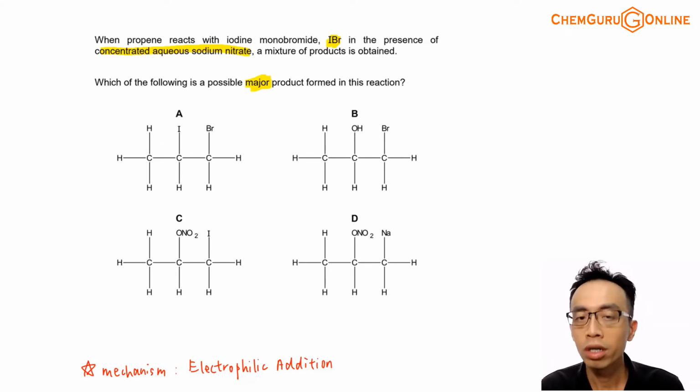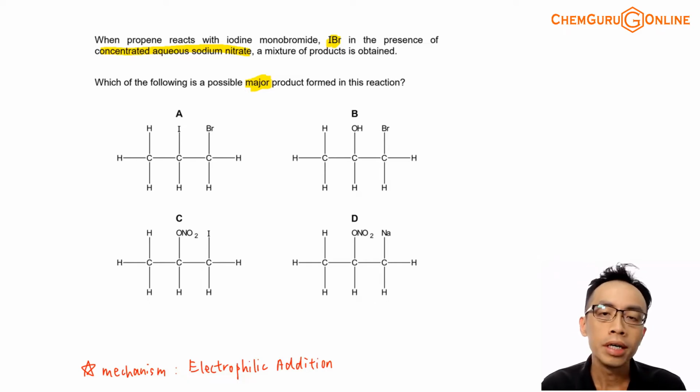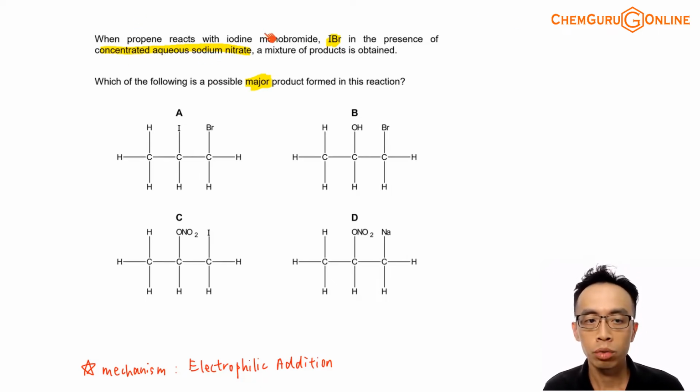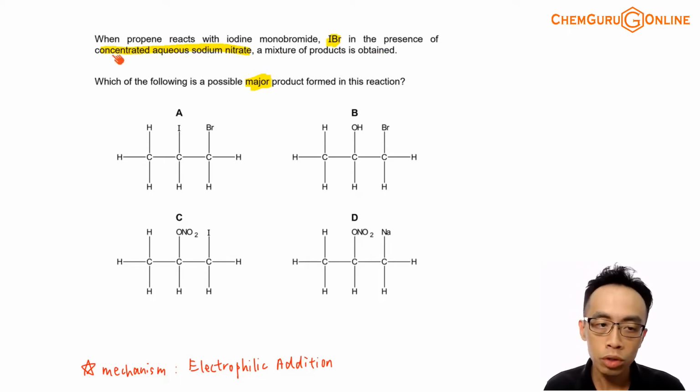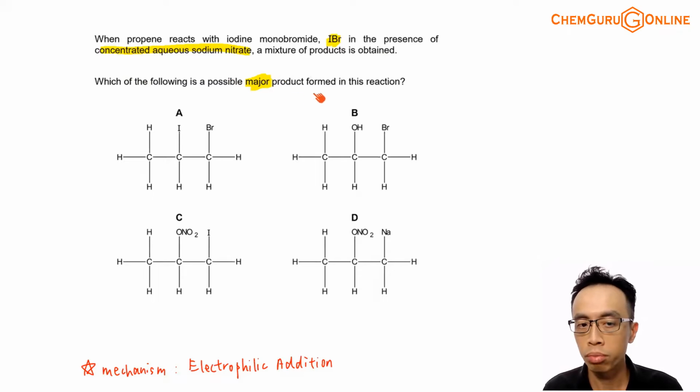Now in this video, we want to discuss how to determine the major product for electrophilic addition of propene. So let's take a look at this question. When propene reacts with iodine monobromide, IBr, in the presence of concentrated aqueous sodium nitrate, a mixture of products is obtained. So the question is asking which of the following is a possible major product formed in this reaction.